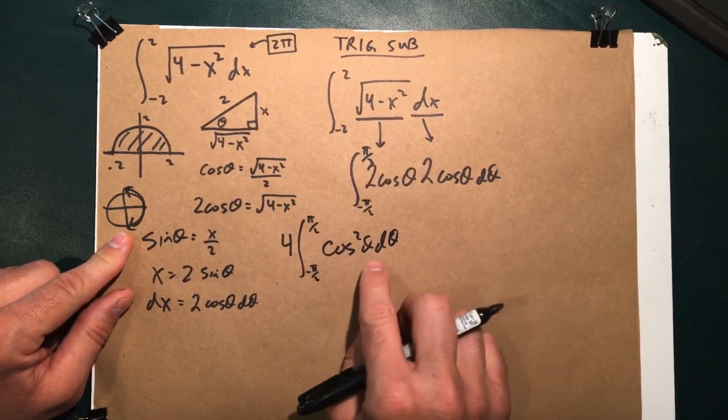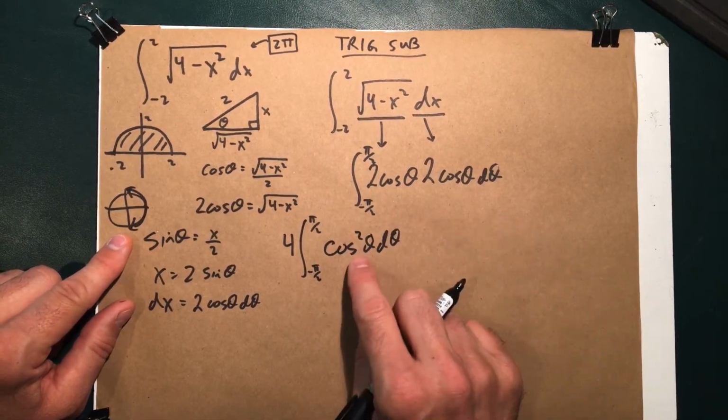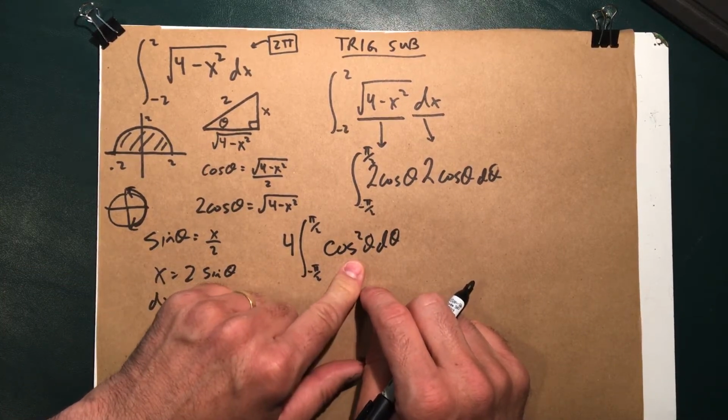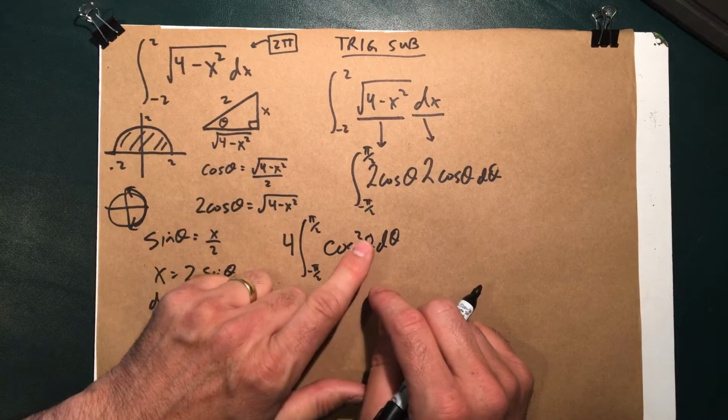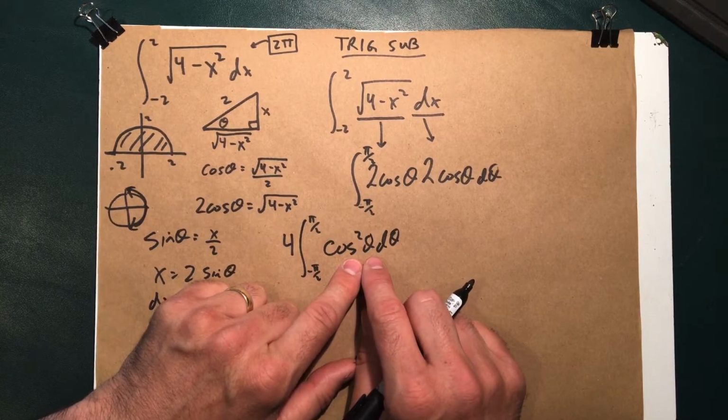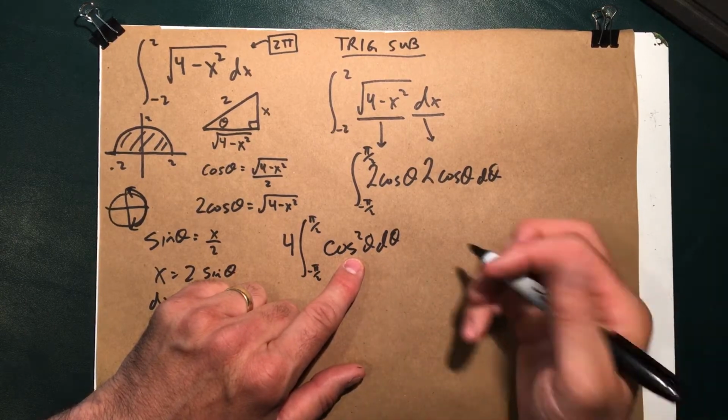And you're like, sweet, now all I got to do is integrate cosine squared. Well, not so fast, because we don't really know how to do that. Certainly not one-third cosine cubed. All right, so now we need a little help from what we in math circles call a power reducing identity.